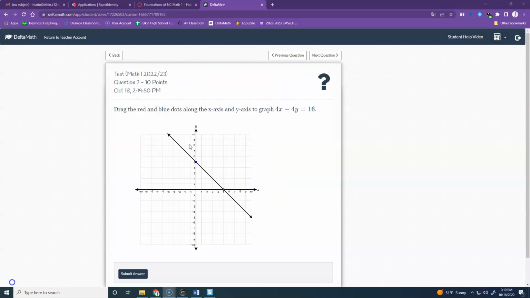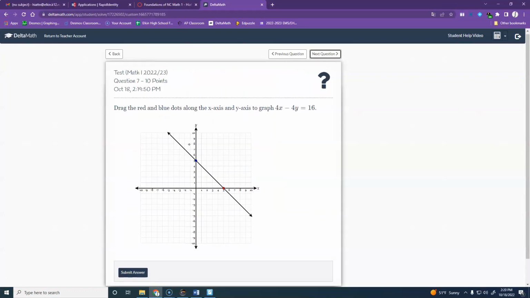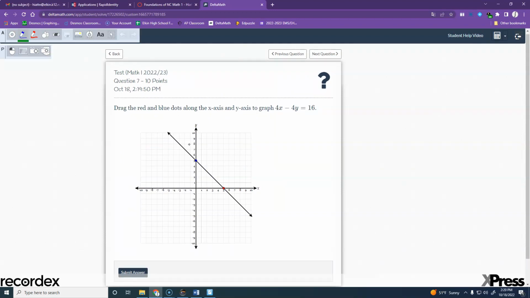Okay. So if we have 4x minus 4y equals 16, we are going to subtract that 4x. Negative 4y equals 16 minus 4x. We're going to divide by negative 4. So y is going to equal negative 4 plus x.